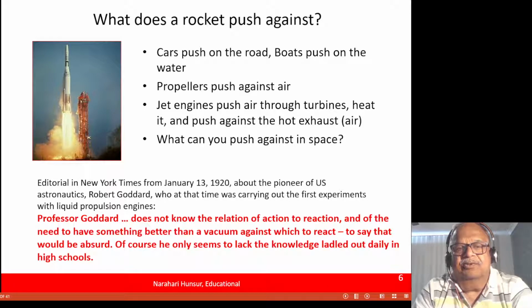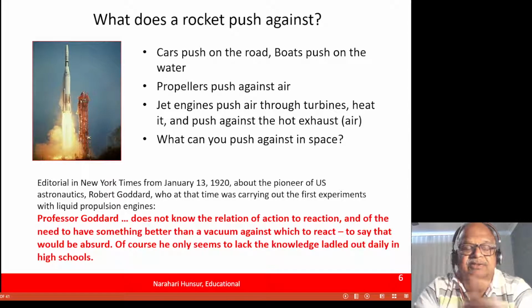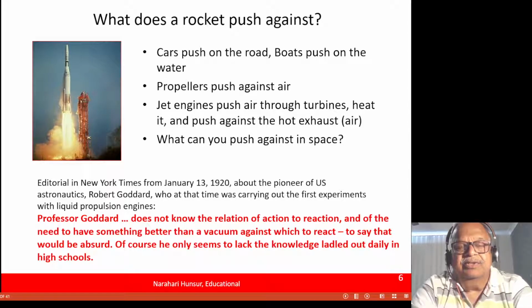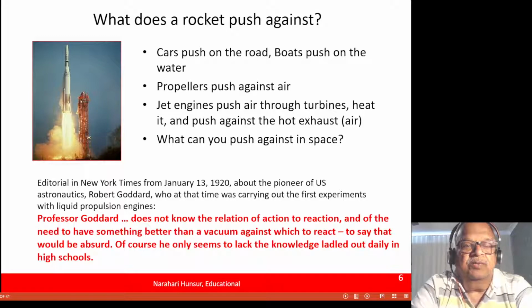What can you push against in space? As I said earlier, rockets can work in space where it is near vacuum conditions. So what can it push? There was a lot of skepticism initially when Professor Goddard in the US started working on rockets. His work was ridiculed by most of the people in those days.